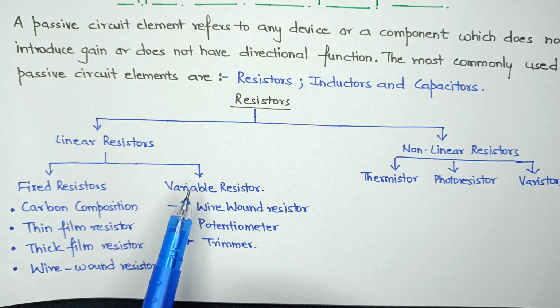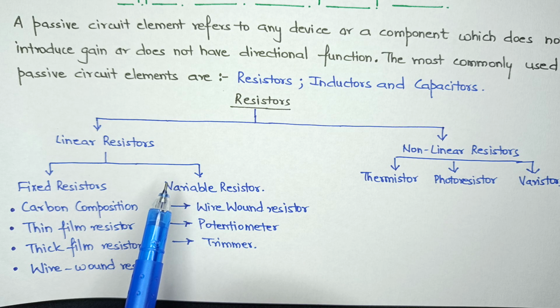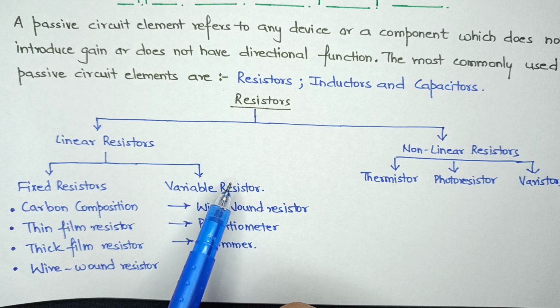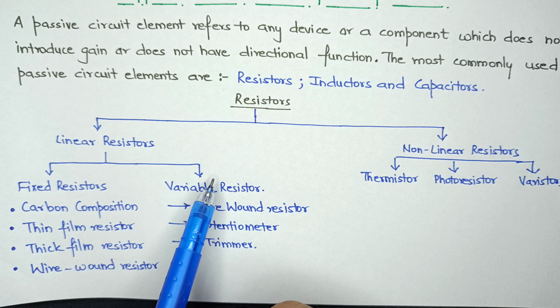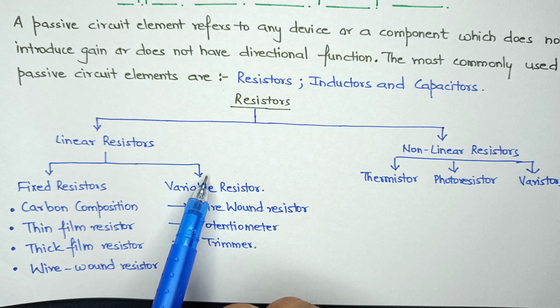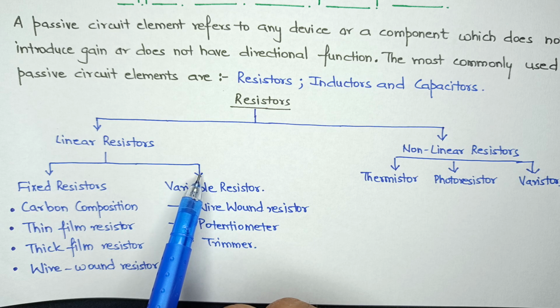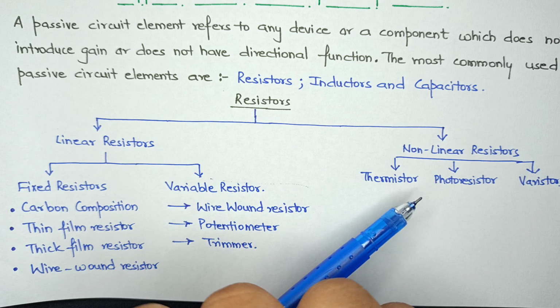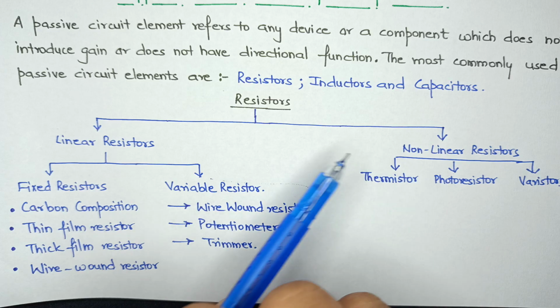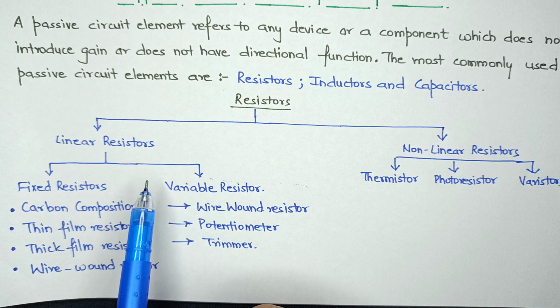As far as the non-linear resistors are concerned, the resistors through which the current is not directly proportional to the applied voltage are called non-linear resistors, and such resistors have a property that their resistance value changes with the variation in the applied voltage, temperature or light intensity. The non-linear resistors are of three types, mainly the thermistor, photoresistor and the varistor.